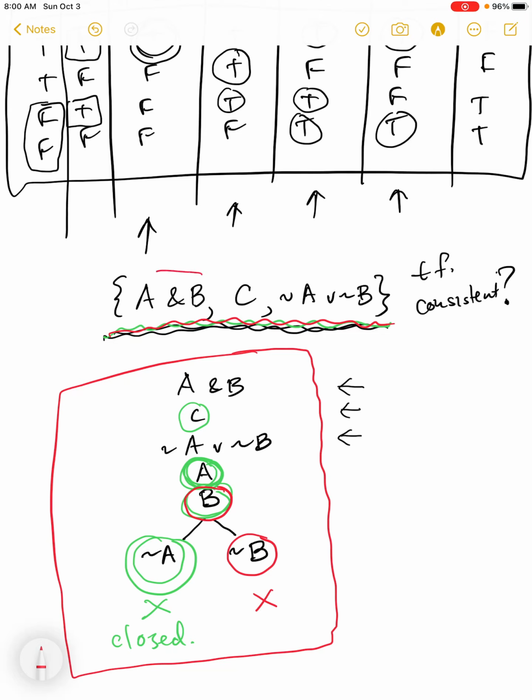Because there's only one way to make A and B true, that is, A would have to be true and B would have to be true. A truth value assignment that made A and B true would have to make A true and B true. And a truth value assignment that makes not A or not B true could make not A true, but wait a minute, that couldn't be because we already have A true. Or it could make not B true, but that couldn't happen because we already have B being true. So all attempts to find a truth value assignment that makes the set members true failed.